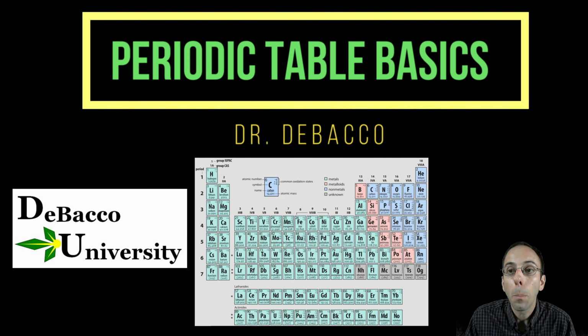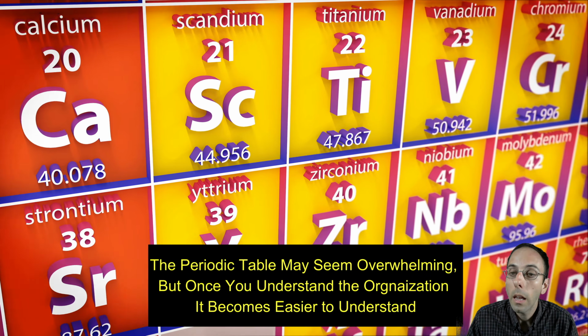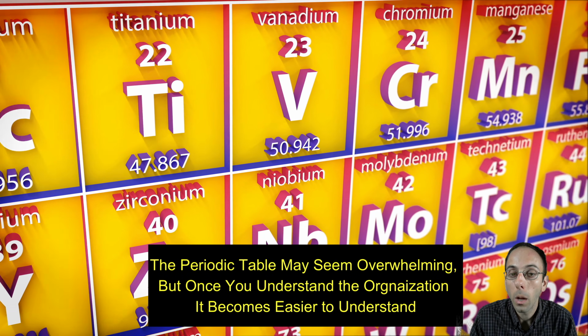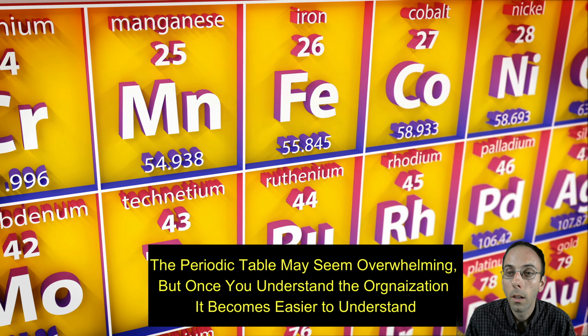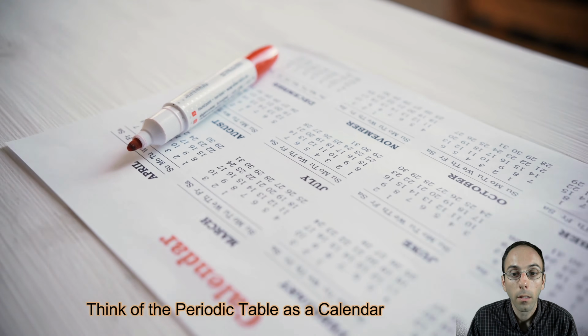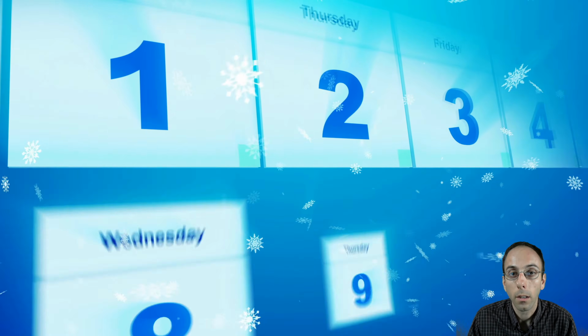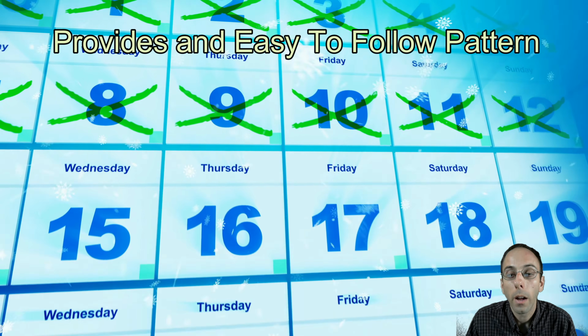Now we're going to get into periodic table basics. So we kind of look at now the atoms. Now we're going to see how this periodic table is organized. Initially the periodic table might seem overwhelming, but once you understand the organization, it becomes easier to understand. It looks like a lot of letters and numbers, and it is, but there's a method to the madness. You can think of it as like a calendar. Now a calendar is great because it provides an easy to follow pattern.